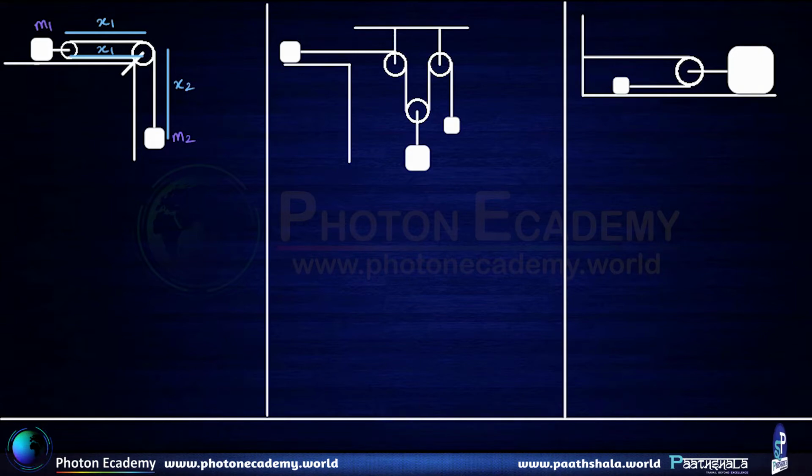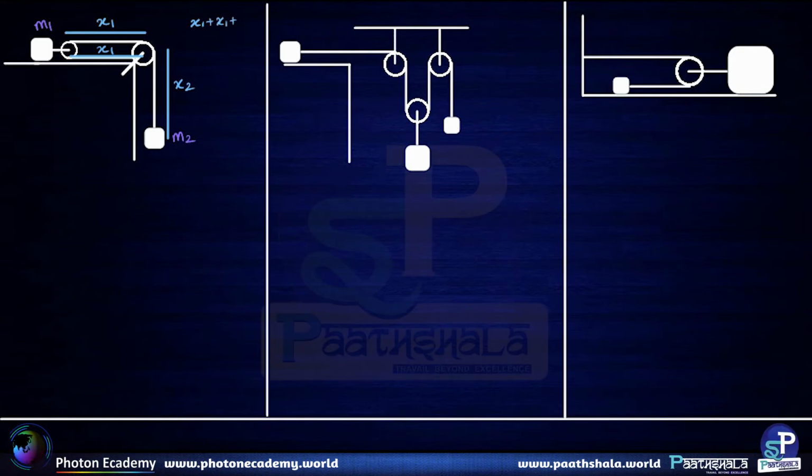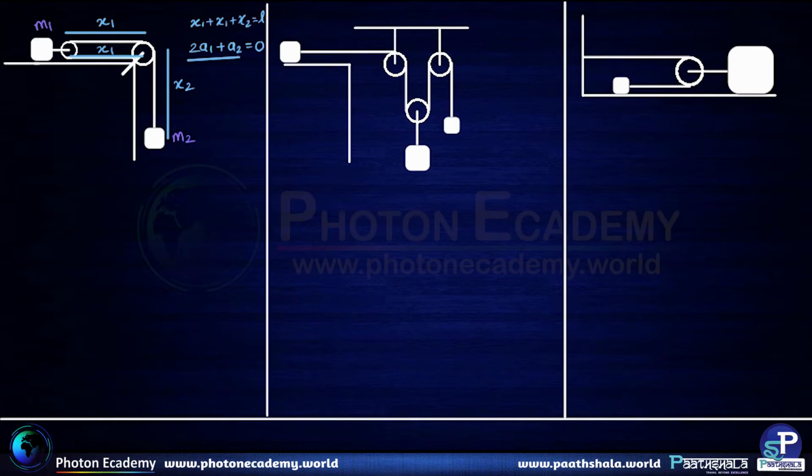So we write down the constraint motion equation as x1 plus x1 plus x2 happens to be the length of the string. On double differentiating, we get 2a1 plus a2 equal to 0. So this simply is our constraint motion relation, which relates the two accelerations a1 and a2.